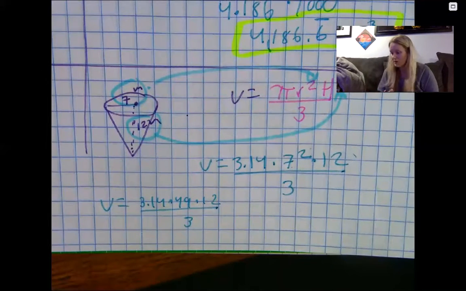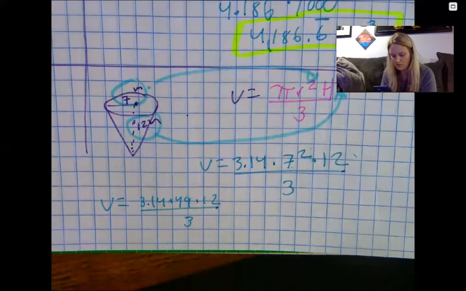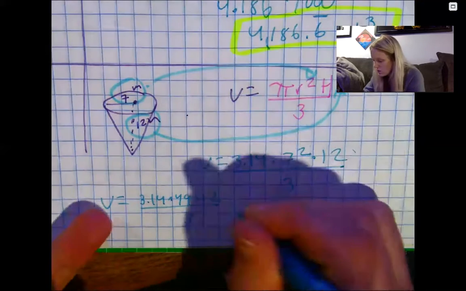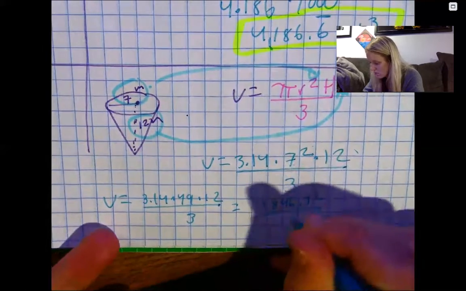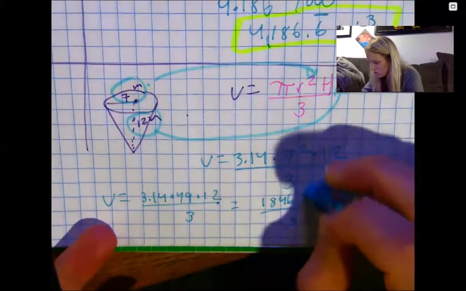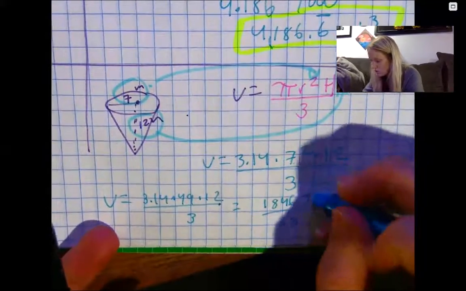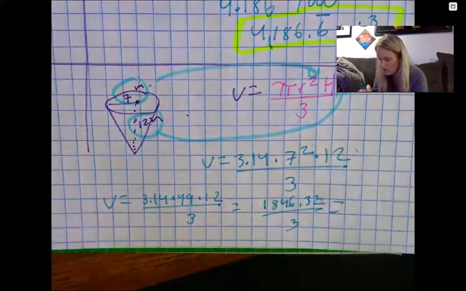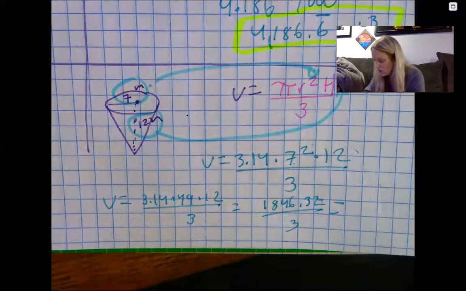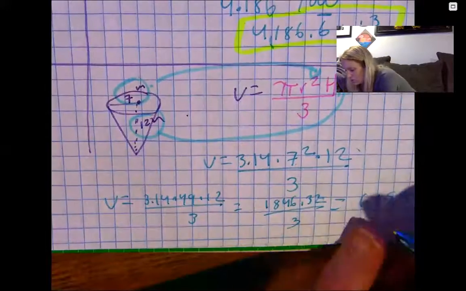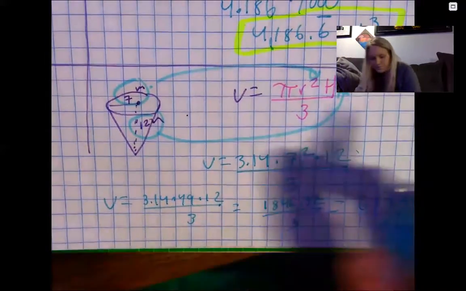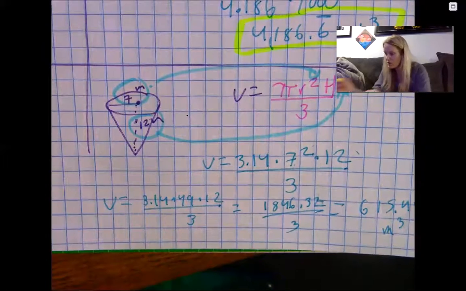So in my calculator, I'm just going to do 3.14 times 49. 3.14 times 49 is 153.86, times 12 is 1846.32, divided by 3. Let me write that normal. Okay, now divide that by 3, hit enter, and I get 615.44, and then I need to use my units, meters to the third. So that is my volume of my ice cream cone.